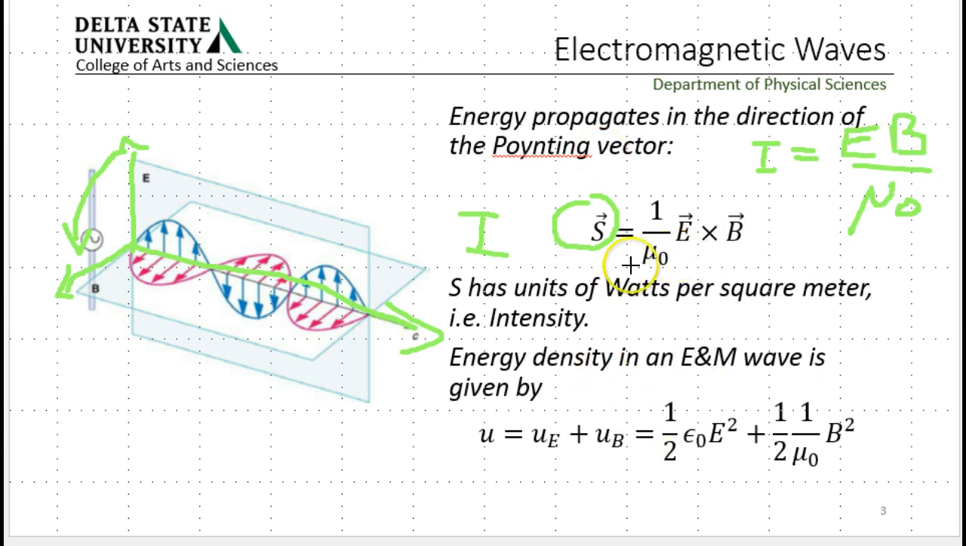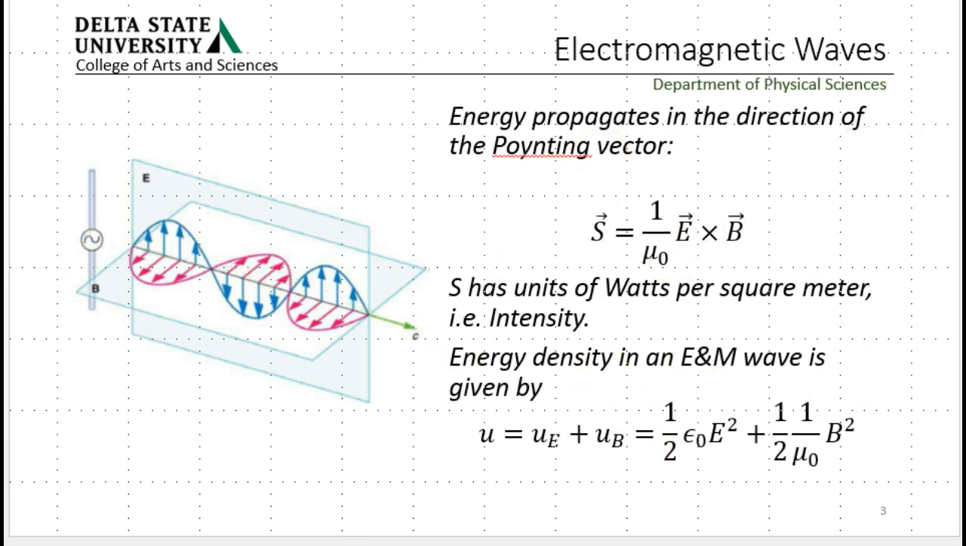If we look at the energy density in these electromagnetic waves, we'll see some terms that we've looked at before and they still hold true, which is the electric field energy density is 1/2 epsilon naught E squared, and the magnetic field energy density is 1/2 times 1 over mu naught times B squared.